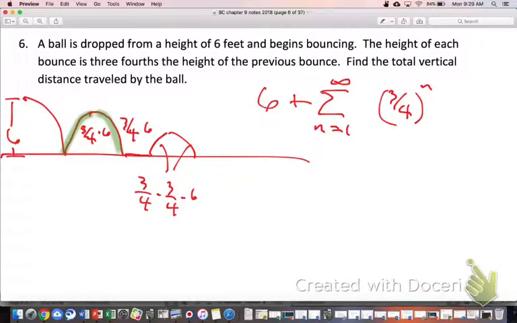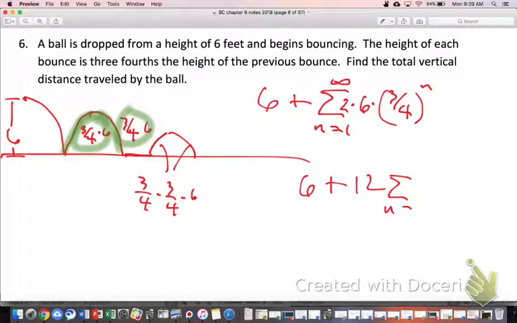What's easy to forget here is that for every bounce, isn't there going to be a symmetry? There's going to be a 3/4 to the n up and a 3/4 to the n down. And so the key that sometimes people will forget is there needs to be a 2 in there. Do you notice how there's 2 of them each time? 1, 2. And so if you work this out, you end up with 6 plus 12 times sigma of 3/4 to the n.